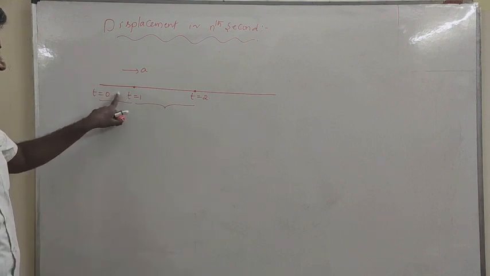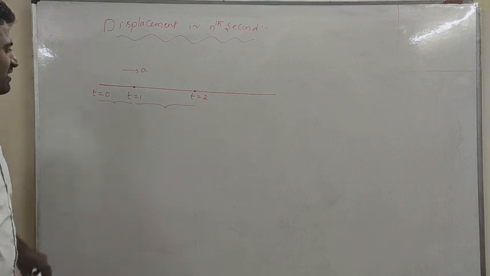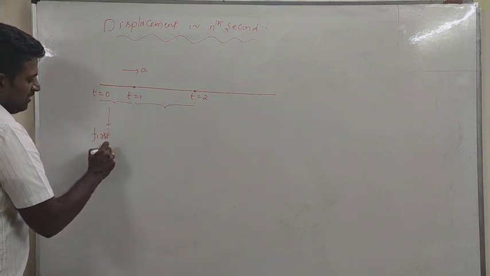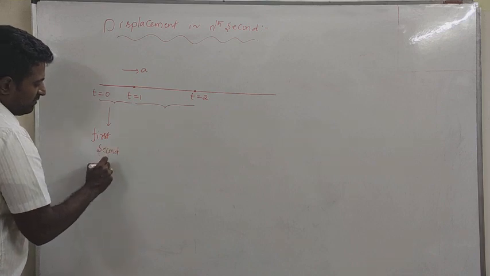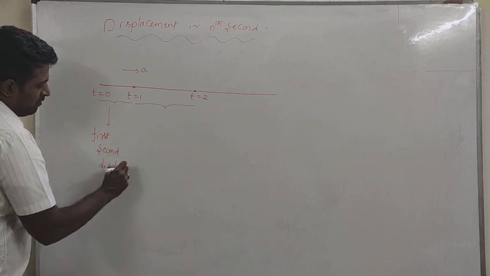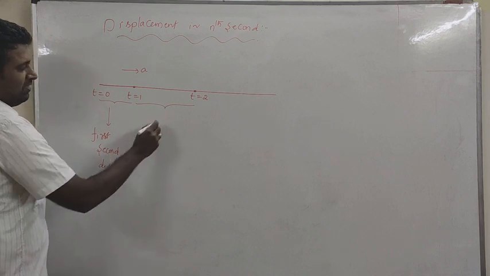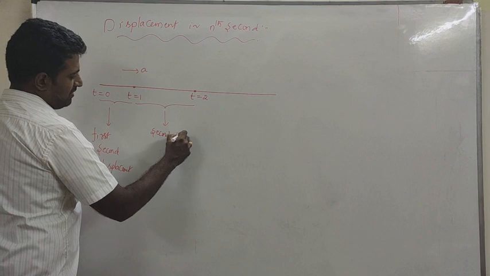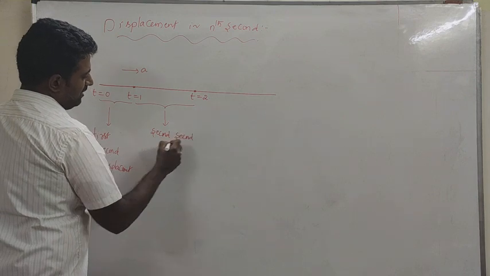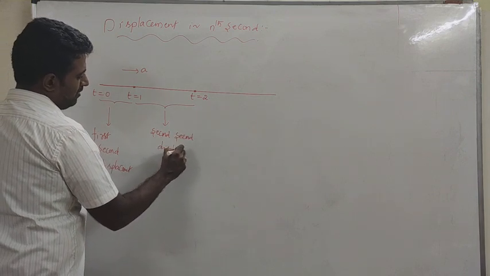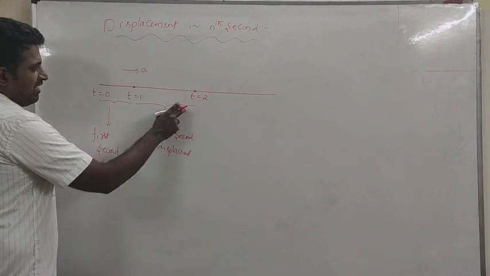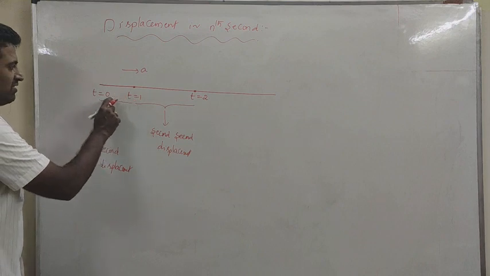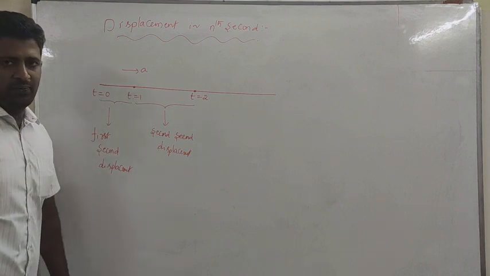This is the first second displacement. This is the second second displacement. Second means 1 second. The second second lies in between t equal to 1 and t equal to 2. The first second lies in between t equal to 0 and t equal to 1.